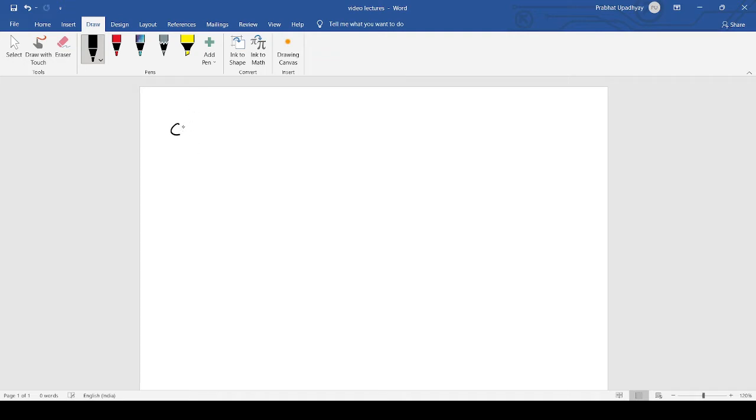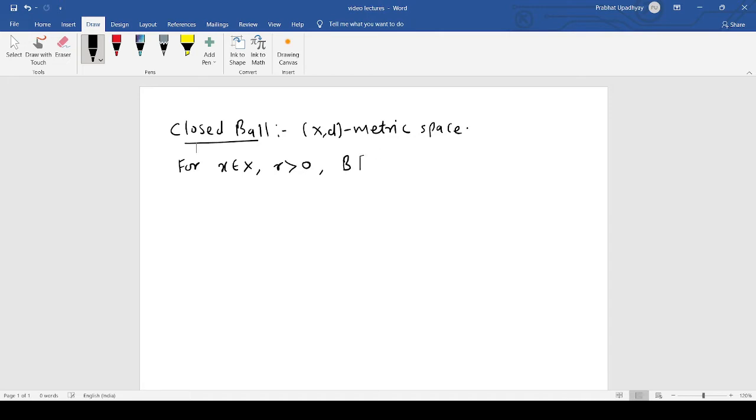So let's define the term closed ball first. Suppose (X, d) is your metric space. That means X is a non-empty set and d is a metric on your set X. Then for x in X and a positive real number r, closed ball B[x, r], denoted by this symbol, is defined as the set of all those elements in my metric space X whose distance from x is less than or equal to r.